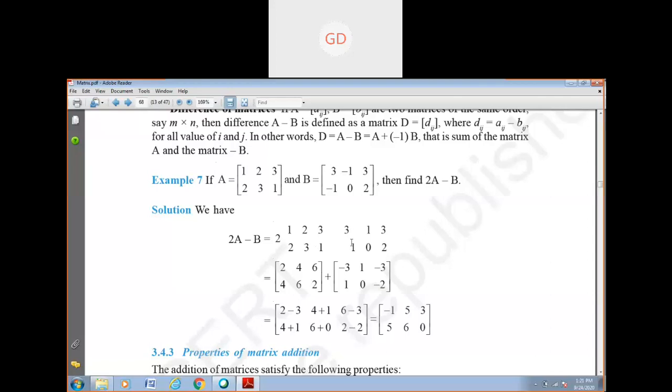Since minus B is ready here, the sign in the middle would be positive. Now it is simply the addition of two matrices. Just adding the corresponding elements, we can get the matrix. So this is the resultant matrix. That means twice A minus B represents this matrix. Obviously all are of order 2 by 3, so the resultant matrix is also obviously 2 by 3.